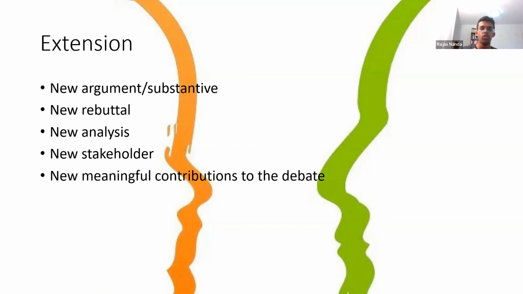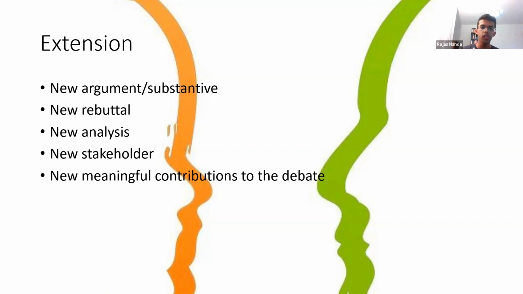You can also bring out new rebuttal. This is probably going to happen anyway. Rebuttal is quite common, but technically your rebuttal alone could win you the debate if it was very, very strong rebuttal. Thirdly, you can bring out new analysis.